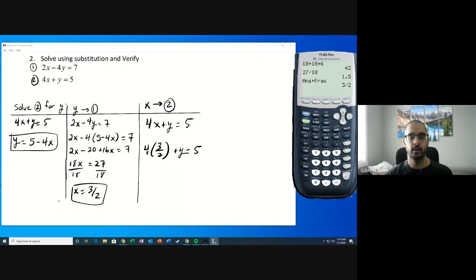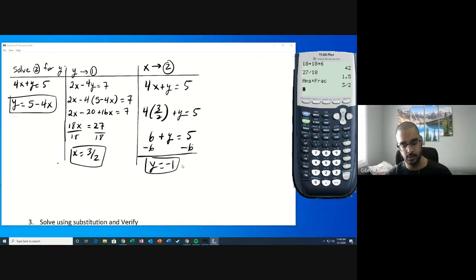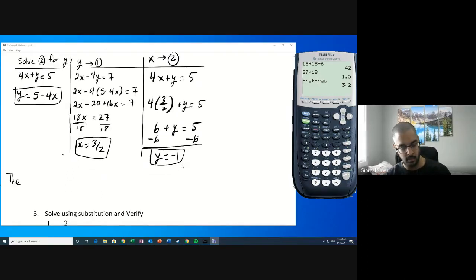It's 4 over 1. So 4 times 3 is 12. Underneath, it's 1 times 2, which is 2. So 12 over 2 should give me 6. So that's 6 plus y is equal to 5. Minus 6 minus 6, y is equal to negative 1. Okay, so there's my coordinate pair and my solution. So the solution is 3 over 2, negative 1 as my coordinate point, as my pair.